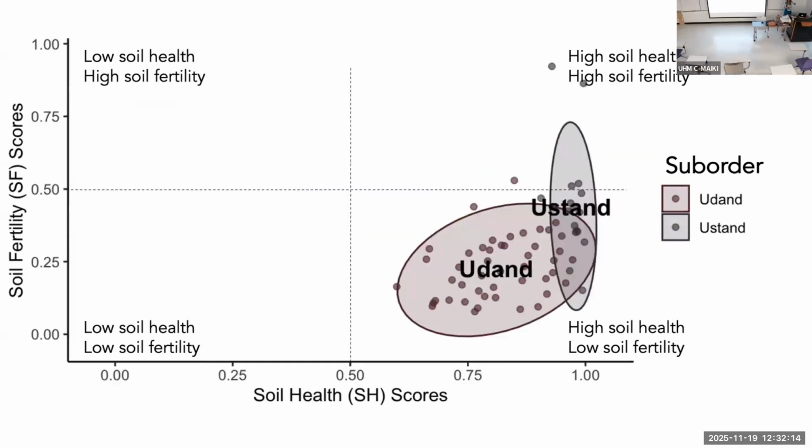What's interesting is the opposite is true for our andisols. So we have the udands here and the ustands here. The udands are interesting because they have high soil health, but low soil fertility, so low nutrient availability. But those carbon pools that we were measuring were quite high. The ustands are also interesting because now they're spanning. So in general, they have very high soil health, and they can also have high soil fertility as well.